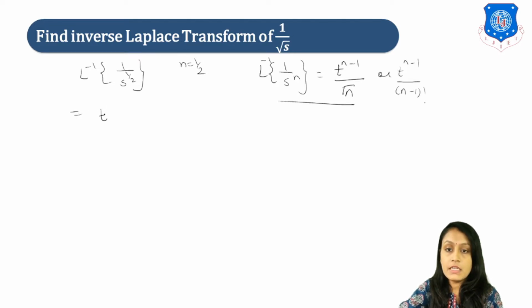Now we will use this formula. So it is t raised to n minus 1. In place of n, just write down 1 by 2. So here you will get this type of form. Just simplify this. So this is t raised to minus 1 by 2, and we know gamma 1 by 2 is under root pi. So Laplace inverse of 1 upon under root s is t raised to minus 1 by 2 upon under root pi.